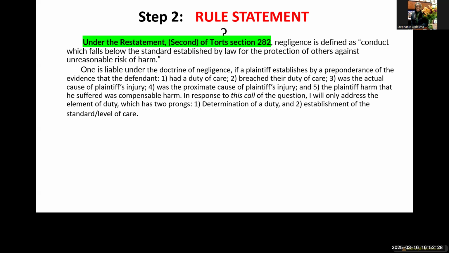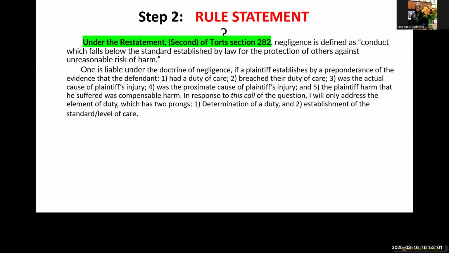Why does my rule statement include a blanket rule about negligence? Well, one reason is that when you're answering a question about negligence, you're going to include a blanket rule about negligence. That's one reason I have the 5 elements enumerated. What's another reason I have the 5 elements enumerated?